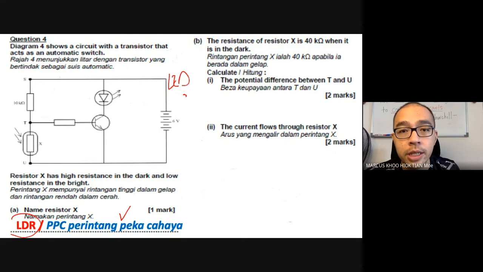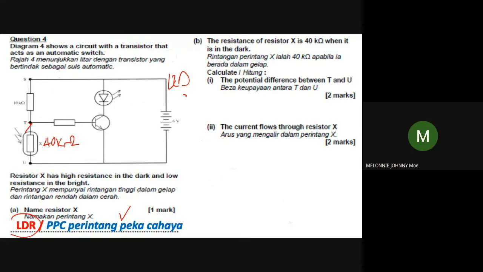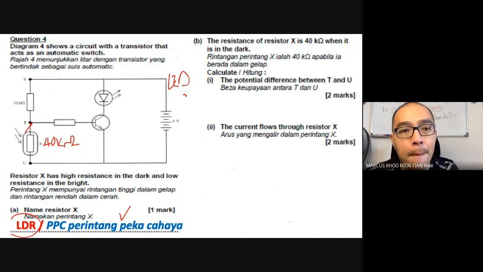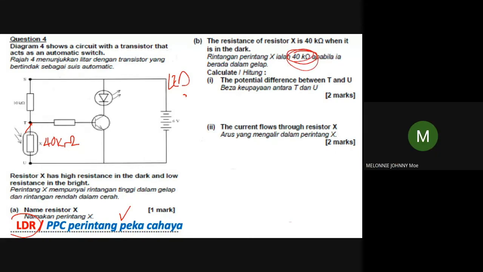Calculate the potential difference between T and U, if the resistance of resistor X is 40 kilo ohms when it is dark. Sorry, why am I reading Malay? The resistance of resistor X is 40 kilo ohms when it is dark. Can you calculate the potential difference, please? Whoever is next. Melanie. Yes. Sir, must change first? Yes, must. Must change, guys. Must change to 1,000.